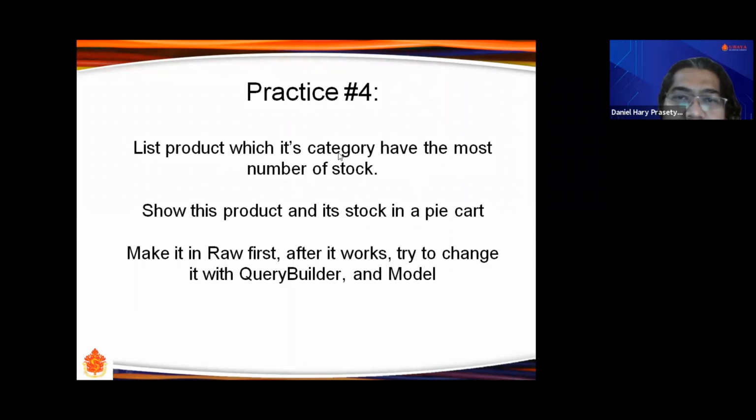We make the subquery for a list of products whose category has the most number of stock. So where is the subquery? Yeah, in the where clause. This product with its category has the most number of stock. Okay, make it raw first. Then after it works, try to change it with query builder and model. But first, show the product and its stocks in a pie chart.